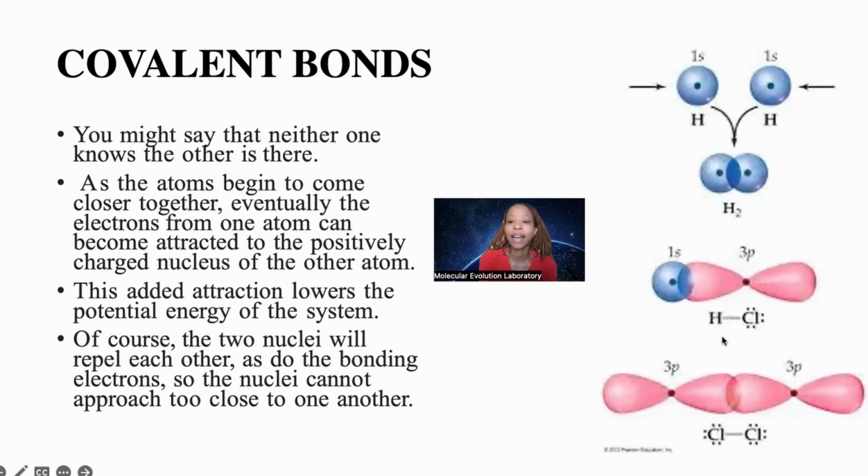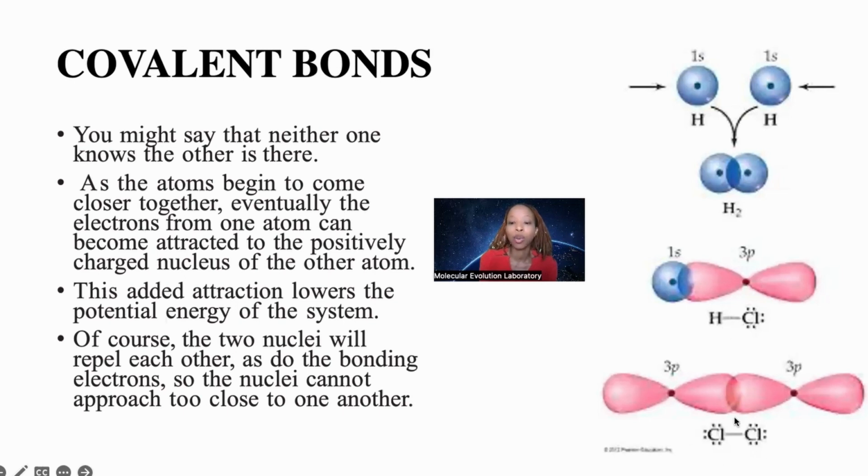Here we also have a hydrogen chloride bond where the 1s subshell is overlapped with the 3p subshell of chlorine, and this forms a single bond where the electron from hydrogen is shared with chlorine.